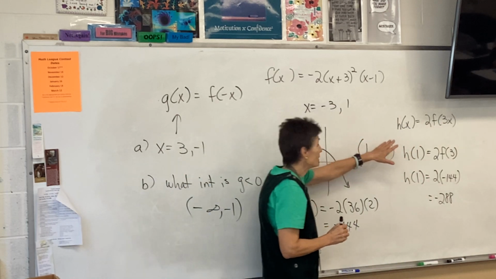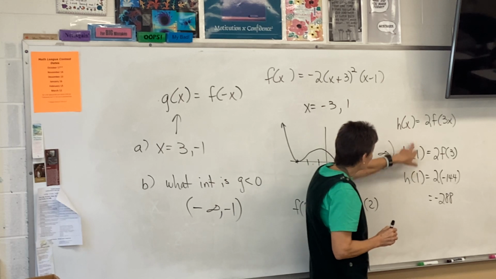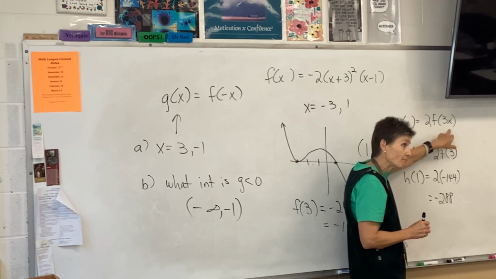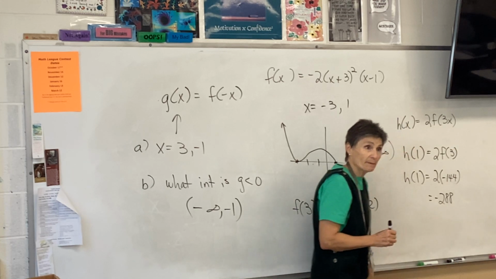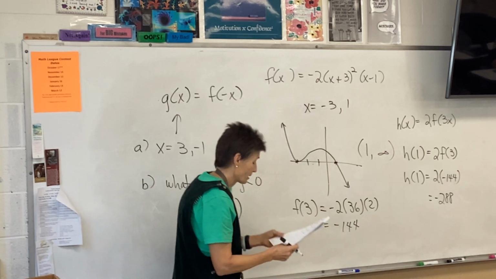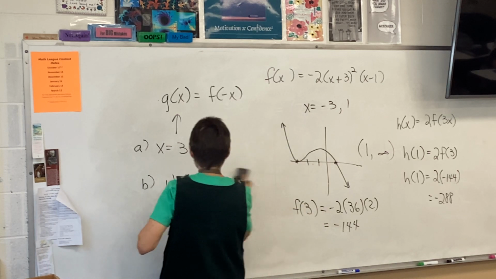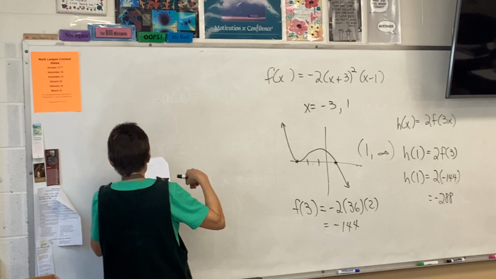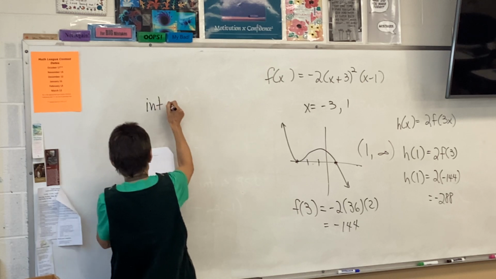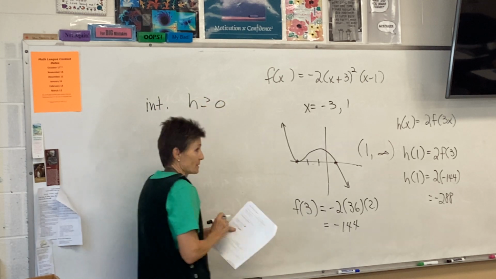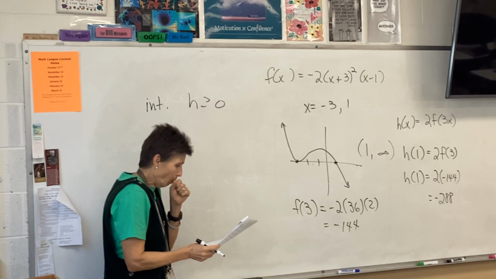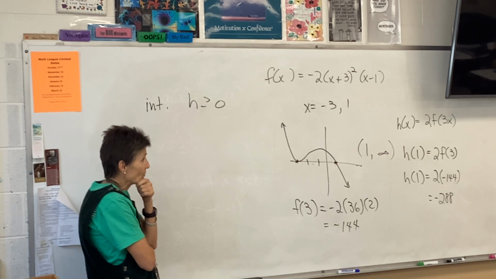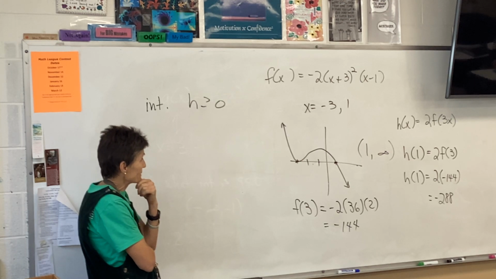You see how that works? If you want to find h of 1, you're going to put 1 in for x. That's going to make you now work with f, and then just times it. Part B, we're changing this one too. So for example 6, part B, we want to know on what intervals h is greater than or equal to 0. On what intervals is h greater than or equal to 0?